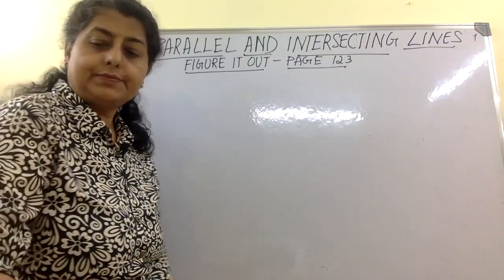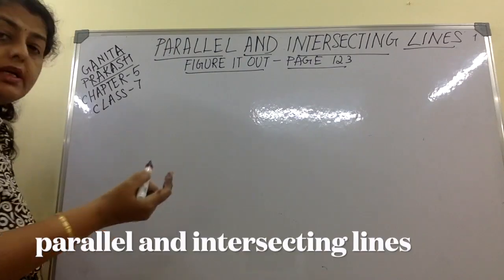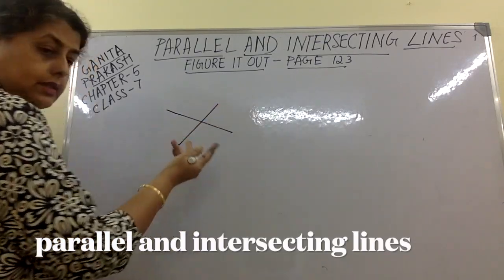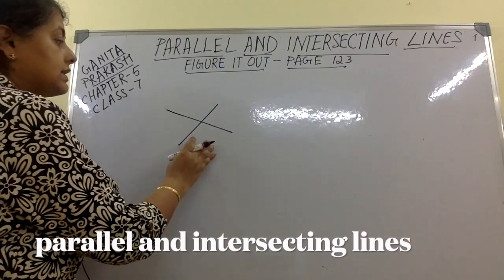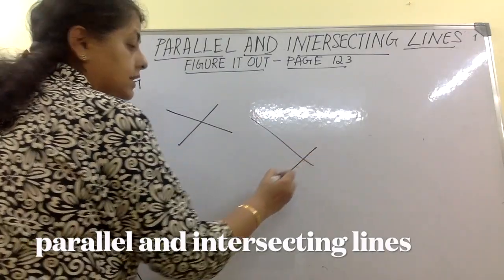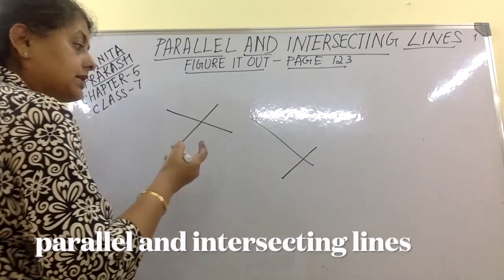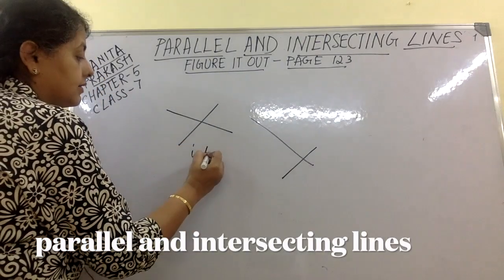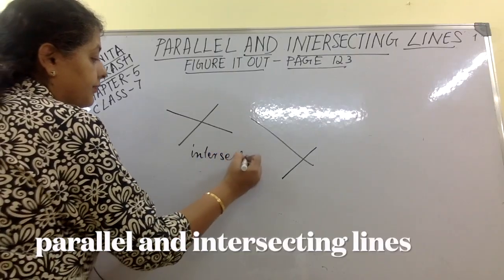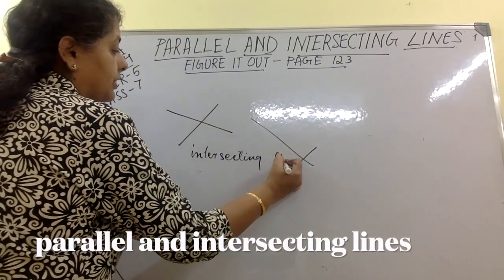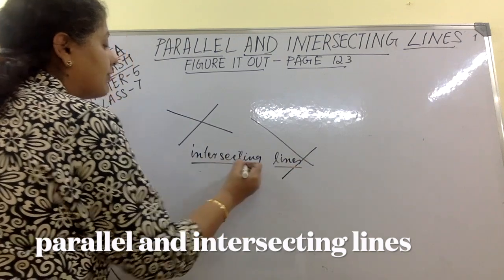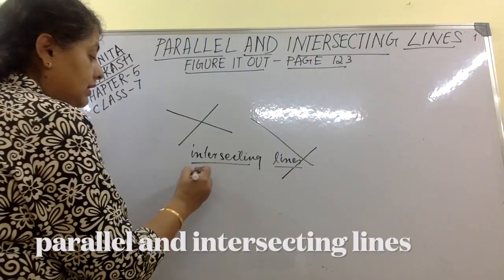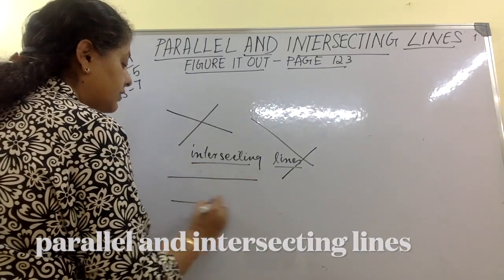So let's start. Firstly, what are intersecting lines? Lines which intersect, very simply, like this. These lines are intersecting. It can even intersect over here. These are intersecting lines. So these lines have cut each other anywhere, they are intersecting. But parallel lines are the ones which will never intersect.